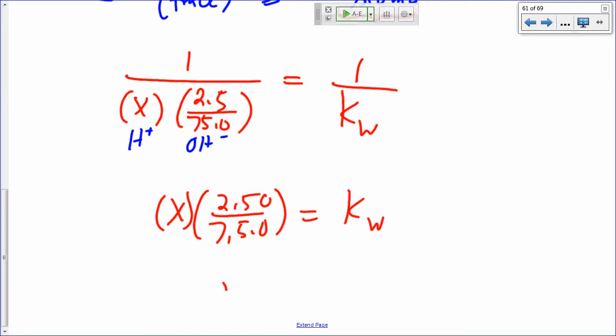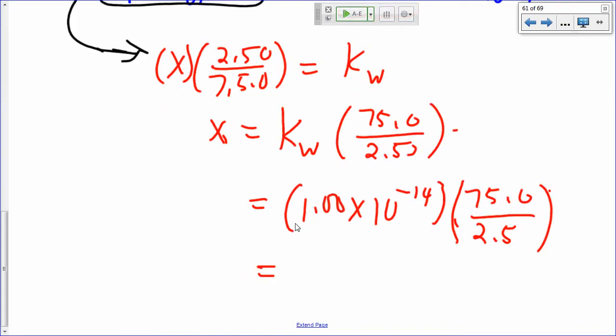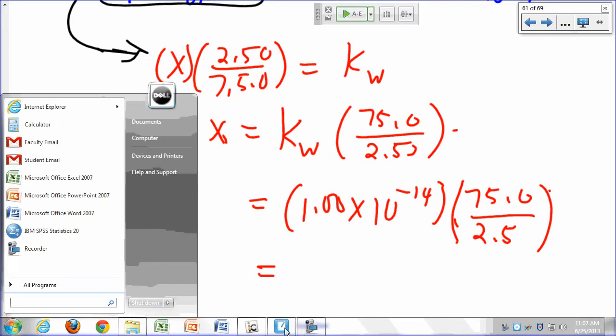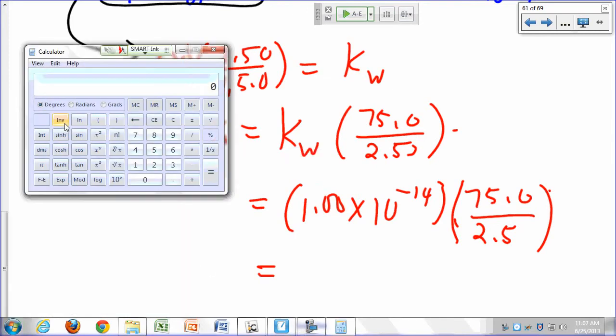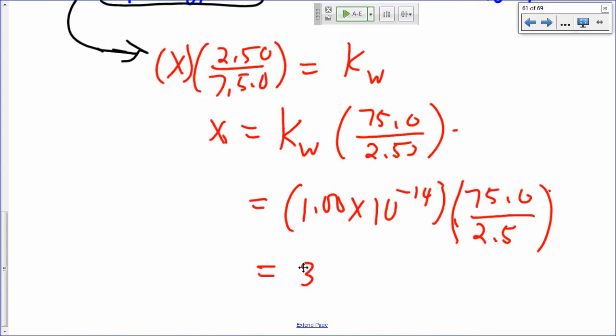So I can solve for X. What's my X going to be? 75 times 10 to the negative 14 divided by 2.5. That's 3 times 10 to the negative 13, so 3.00 times 10 to the negative 13. That is your H plus, right?